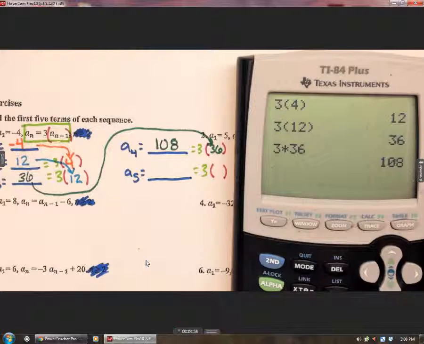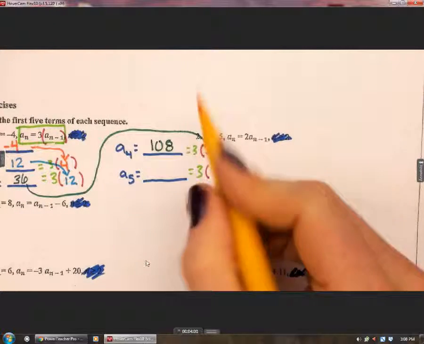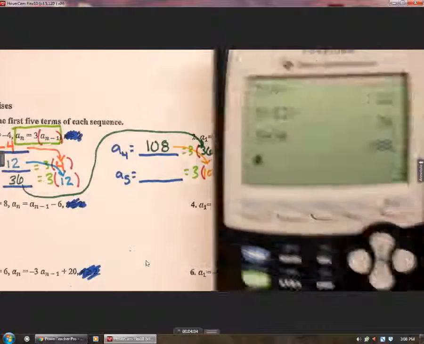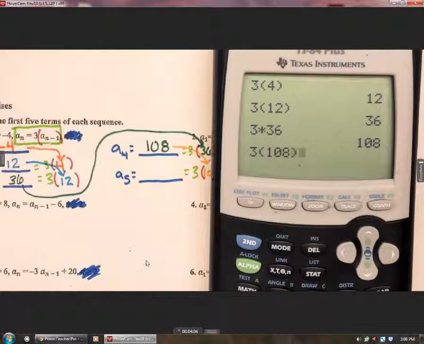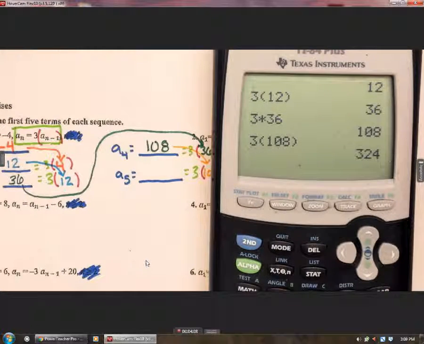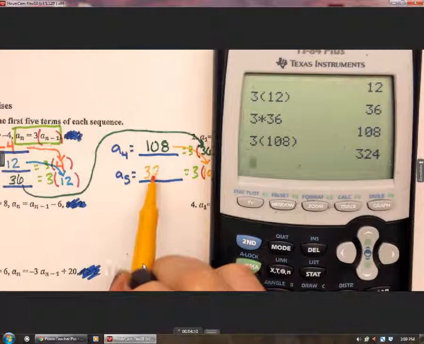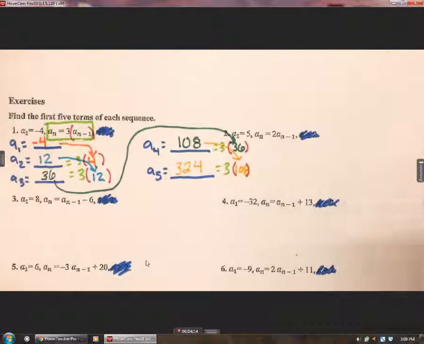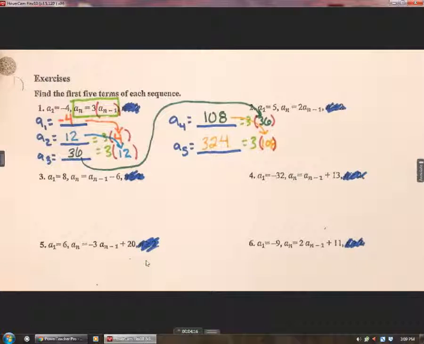Then the last step, plug in 108 right here. 3 times 108, 324. Let's keep going.